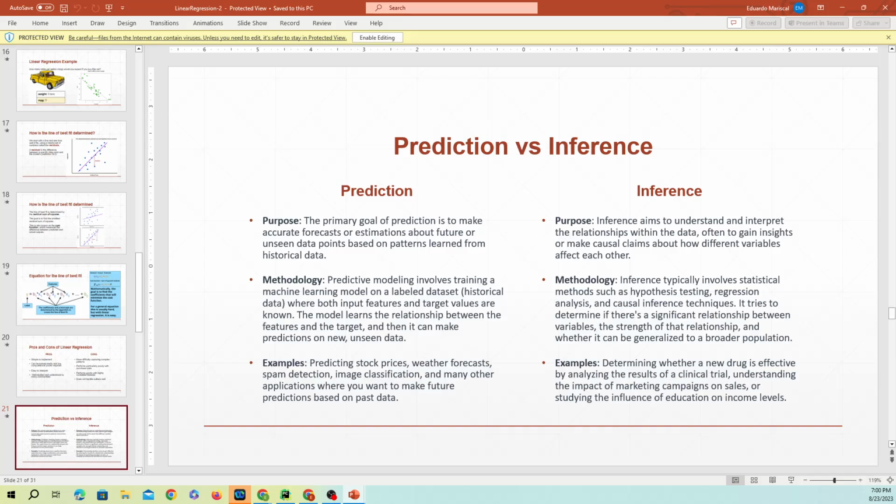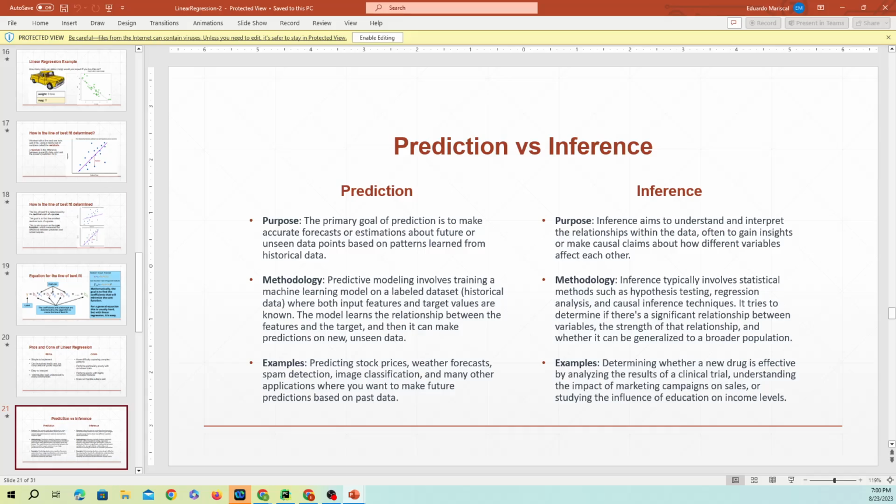Methodology in inference typically involves statistical methods such as hypothesis testing, regression analysis, causal inference, and similar techniques. It tries to determine if there's a significant relationship between variables or features, the strength of that relationship, and whether it can be generalized to a broader population. Examples: determining whether a new drug is effective by analyzing the results of a clinical trial, understanding the impact of marketing campaigns on sales, or studying the influence of education on income levels.